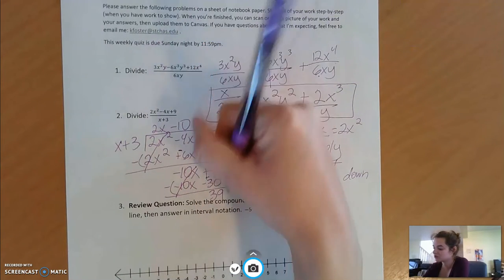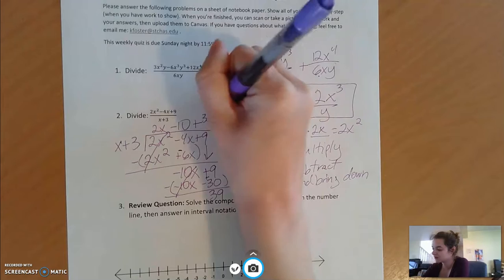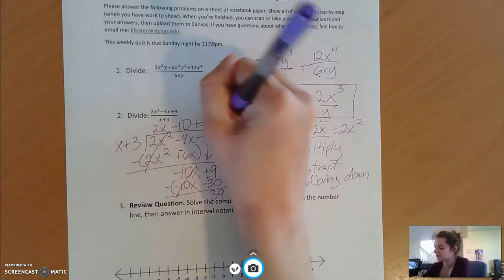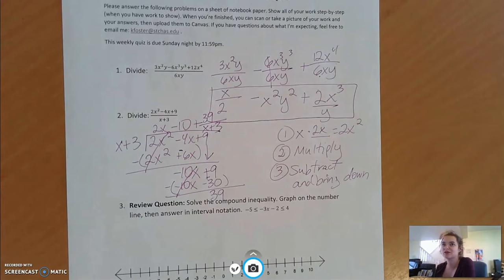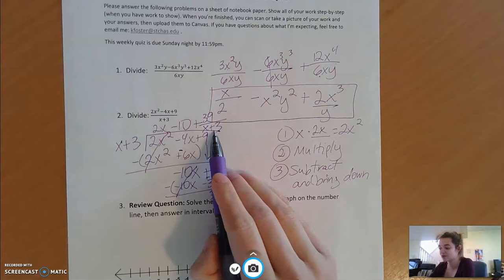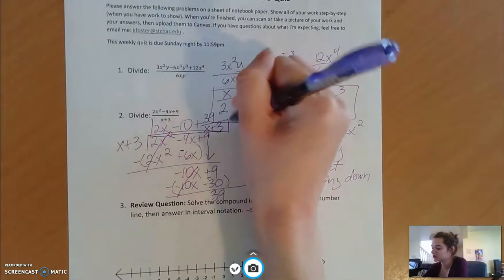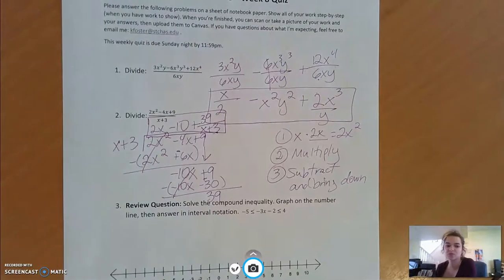And with the remainder, we're going to put that 39 over what we're dividing by, the x plus 3. In regular division, this would be like having a 1/2 or a 3/4 or something like that as a remainder. You'd have it as a fraction. So we have it as a fraction too. It's just that our fraction happens to have a variable in it. And up here is your answer. So your answer should be 2x minus 10 plus 39 over x plus 3.